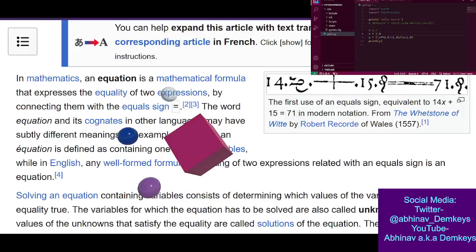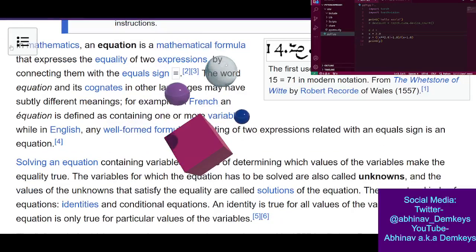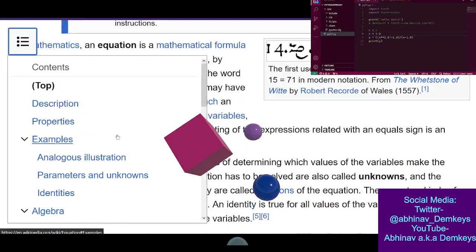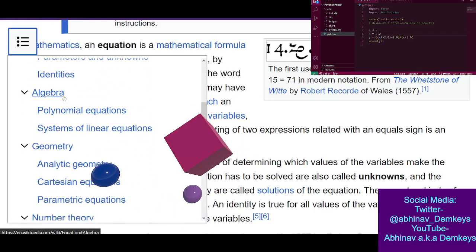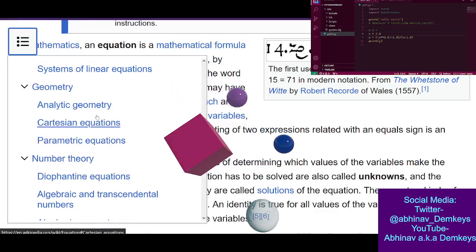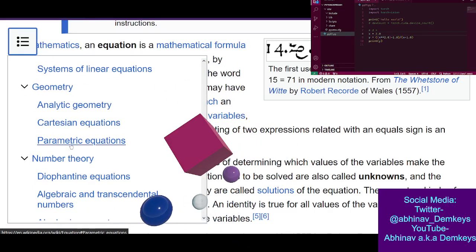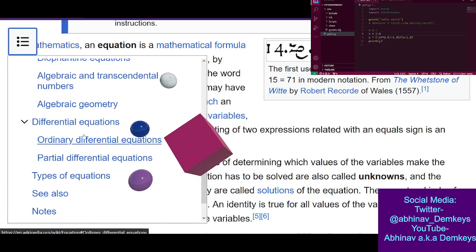I had to look up a lot of these things. Okay. So equation. All right. Great. There should be algebra, systems of linear equations, and then geometry. I think parametric equations.